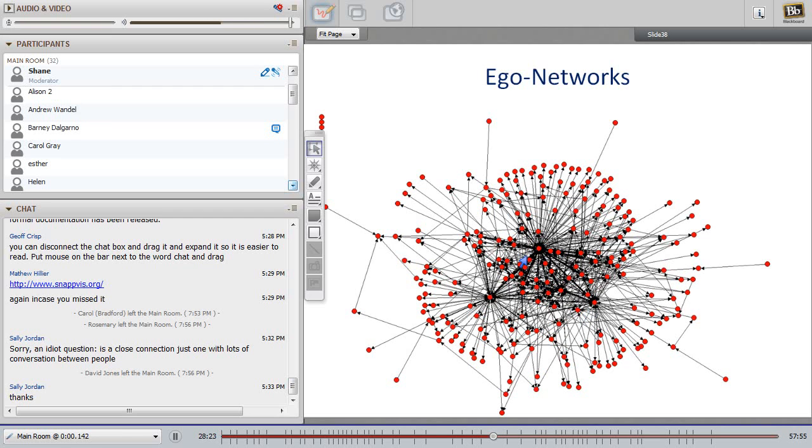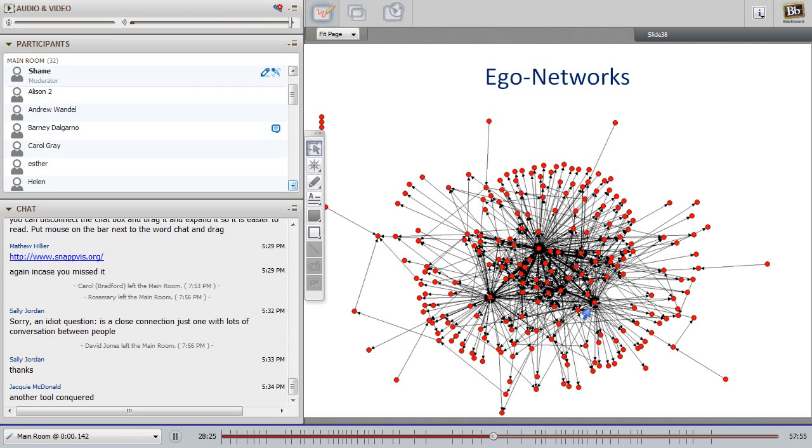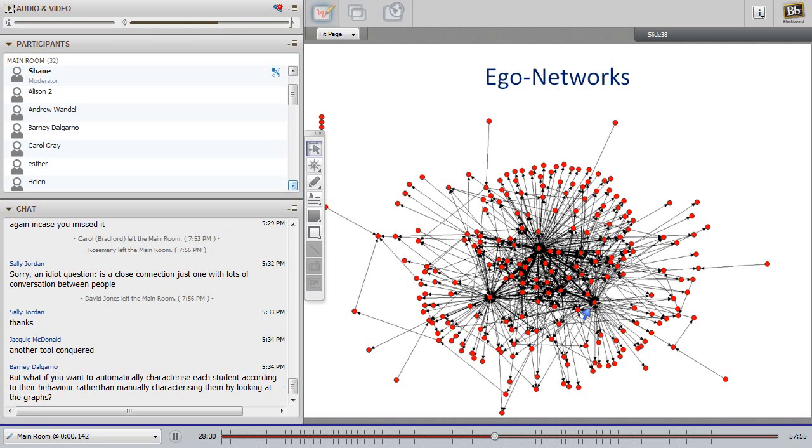So you can see 3 dominant nodes here that have lots of in degrees happening there, and lots of out degrees, talking to lots of individuals.